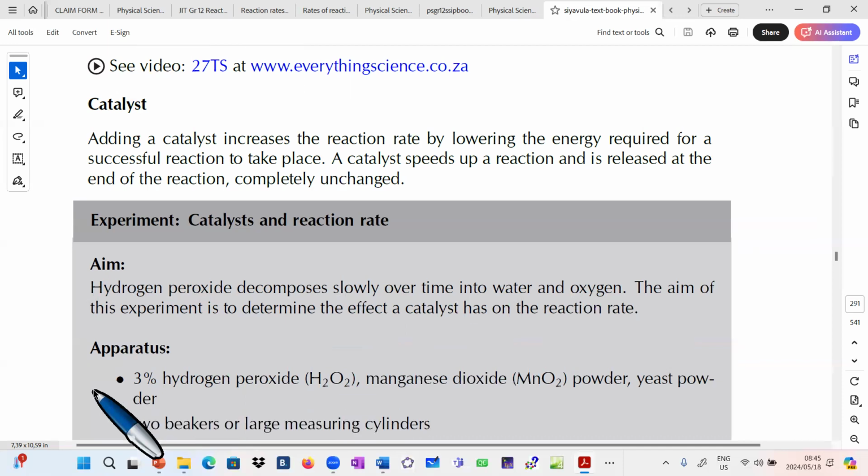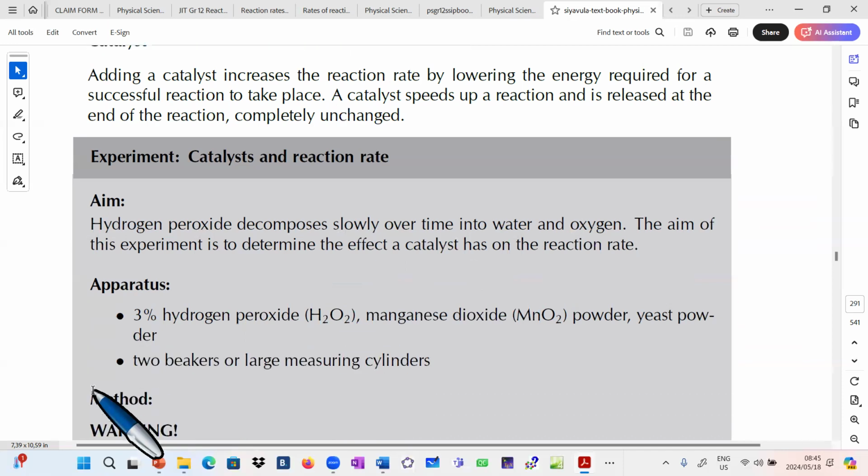Your apparatus would be, for instance, 3% hydrogen peroxide and manganese dioxide, MnO2, which is a solid powder, yeast powder, and 2 beakers or large measuring cylinders. These are the apparatus that you're going to use here.